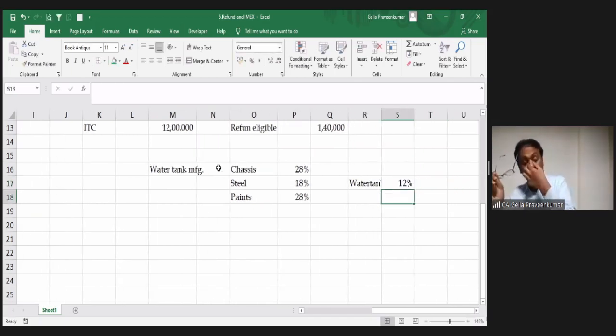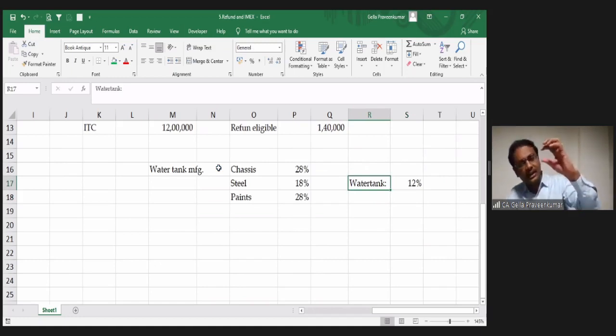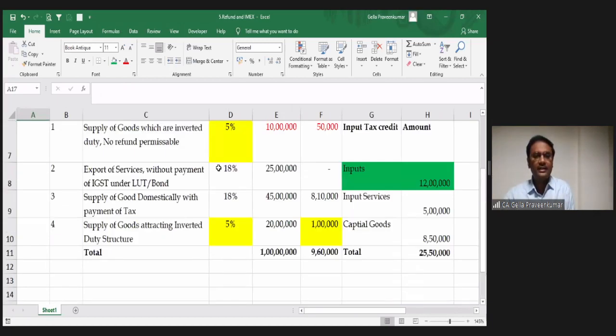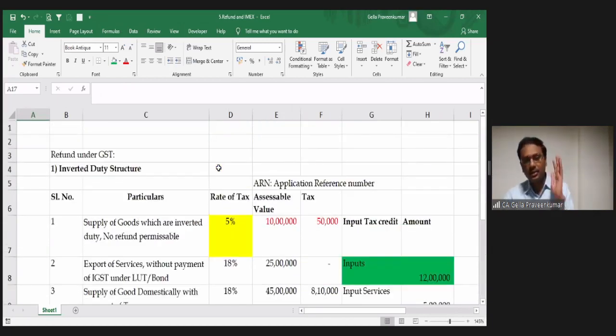So friends, here government wants to give you a benefit of refund when your average rate of purchase is a little above your average rate of output. Only when you meet this criteria, you are entitled. Otherwise, you are not entitled for claiming a refund. So this is one model in relation to your inverted duty structure. Hope I have explained this concept with the problem. Let me see if there are any doubts till now.